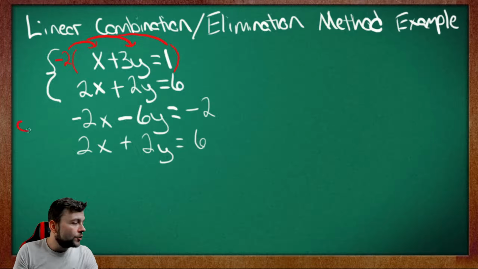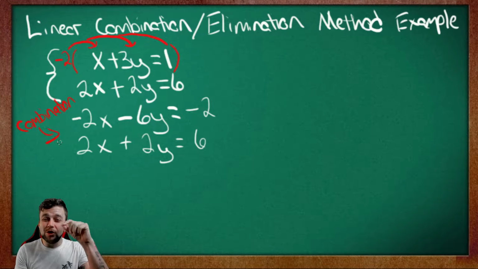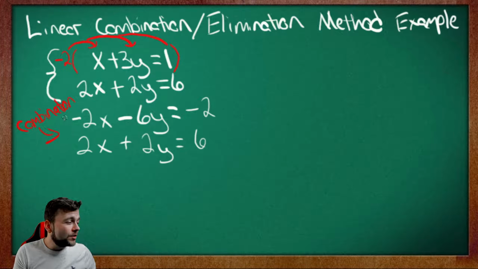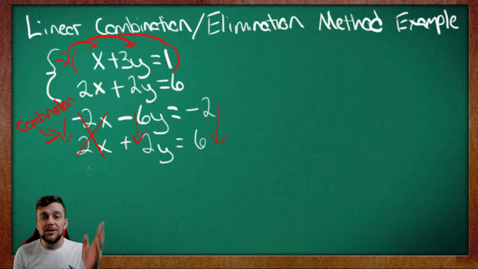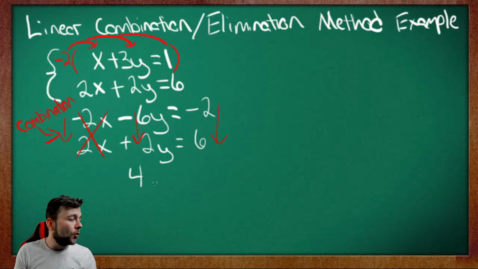So we need to combine these two equations. You do the squish method, I like to call it the squish method. You're going to squish everything down, add it all down. What is a -2x plus 2x? 0. It gets canceled out into a 0. What is a -6y plus 2y? It is 4y. And that equals, what is a -2 plus 6?